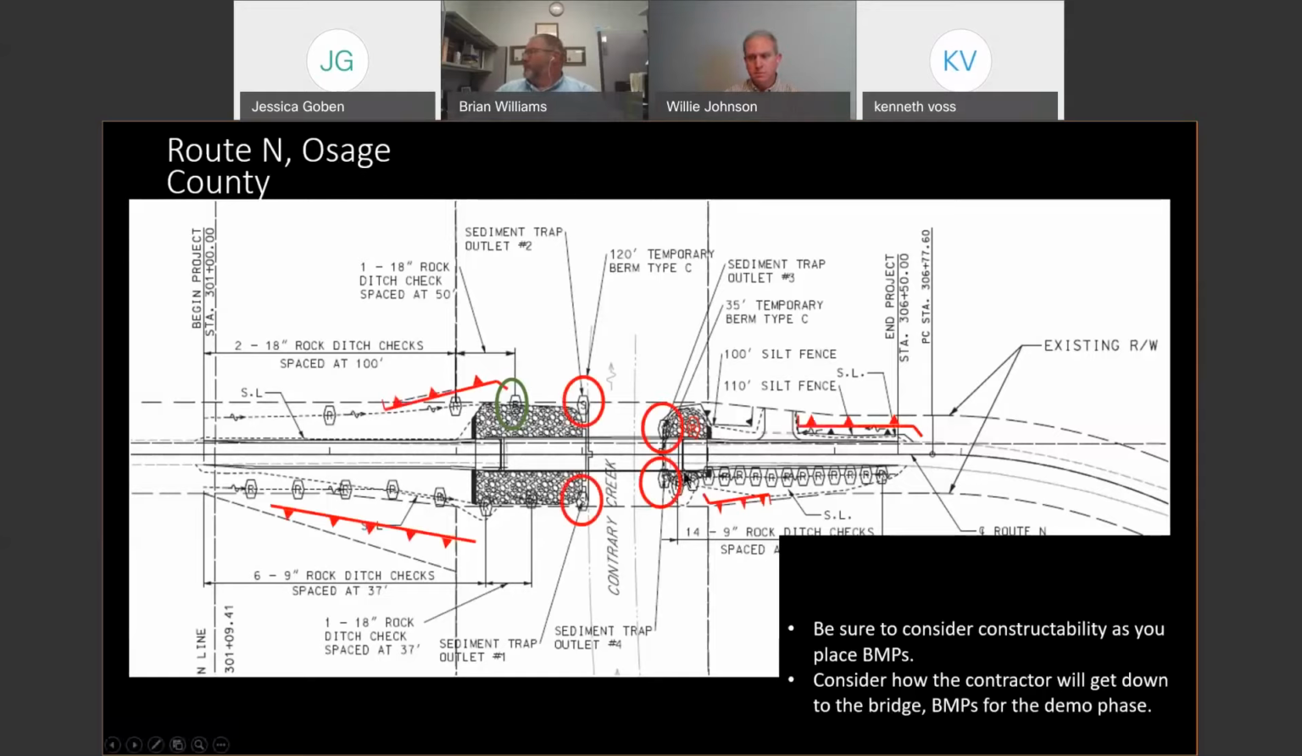So for the initial clearing phase, we ought to have silt fence added on each quadrant. Sediment traps were added here, which is good. They actually had sediment traps in this project here, and that would be sufficient for your initial BMP phase or your initial clearing phase.